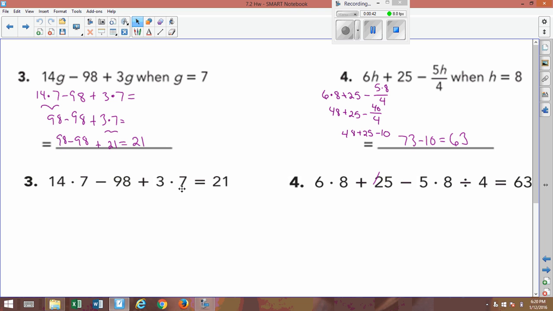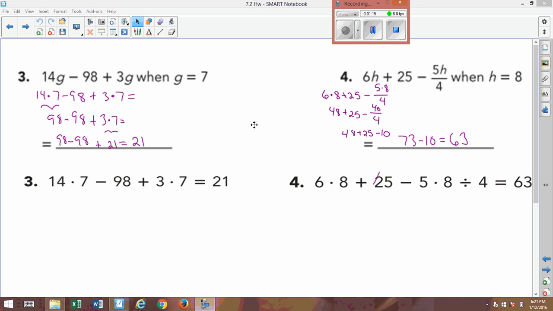Number 3, same idea here. You substitute your g. So 14 times 7 minus 98 plus 3 times 7. So I did this part first. 14 times 7 is 98. Minus 98 plus 3 times 7. You have to do your multiplication first. So we get 98 minus 98 plus 21. And 98 minus 98 is going to be 0 plus 21 is just 21.